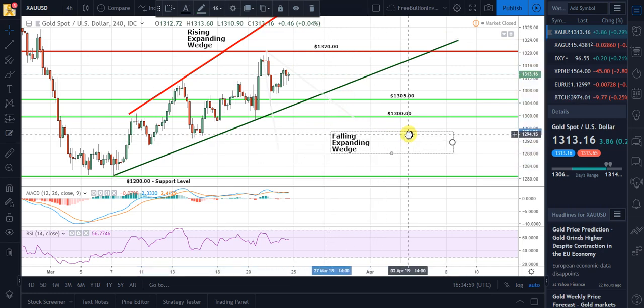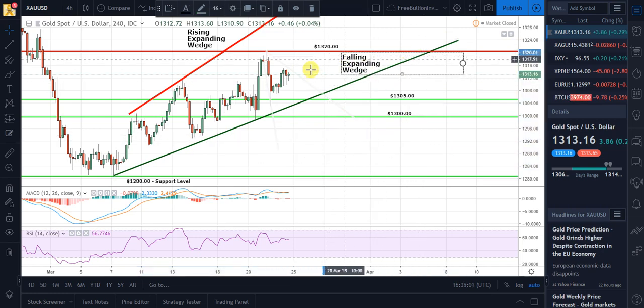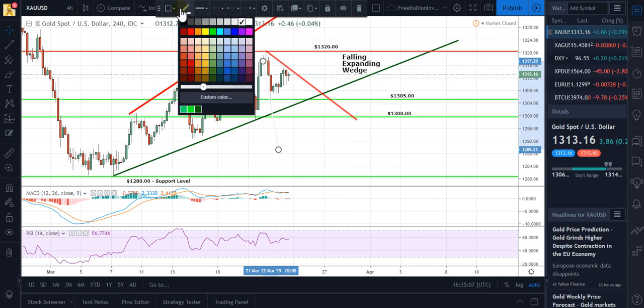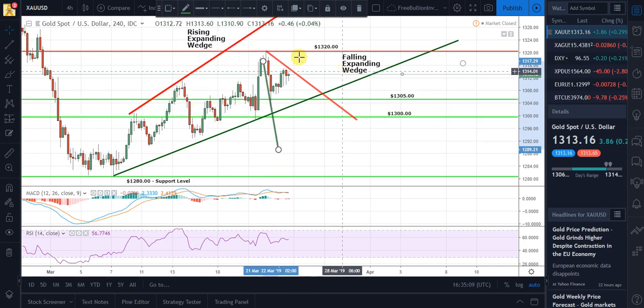Now, for the falling expanding wedge, I see a new one. We got an upper trend line here and a lower trend line here. And there's the new falling expanding wedge, which is a positive inside of a negative.